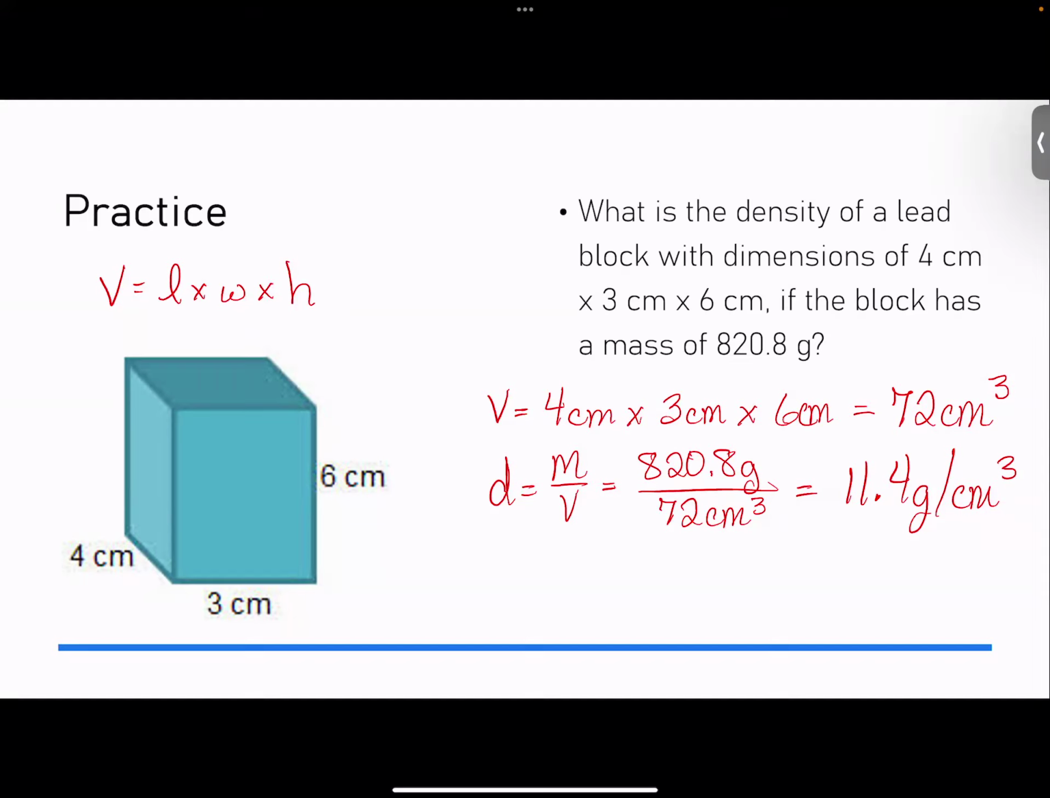You are very good catch. It would be 11 grams per centimeter cubed. Anybody want to tell me why? Actually, it would be 10 grams per centimeter cubed. Which one's correct? The last one.